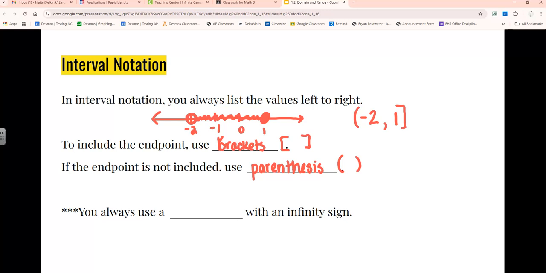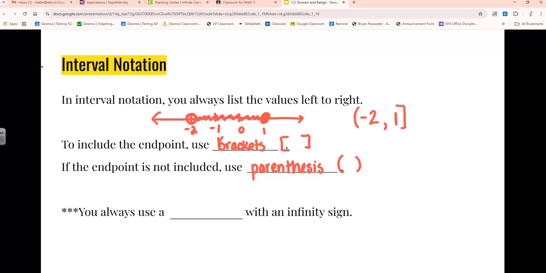Sometimes these can be confusing because they look like ordered pairs a little bit, because sometimes you'll have parentheses on both sides, but they're not. This is an interval, and it just is telling us all the numbers from -2, but not including -2, all the way up to 1, including 1, right?